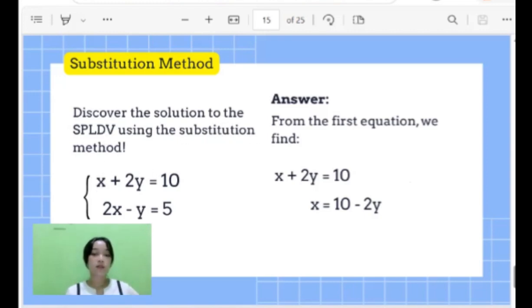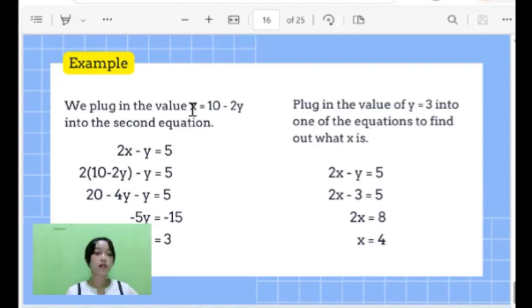For the first equation, x plus 2y equals 10. Now we isolate x, so x equals 10 minus 2y. Now we plug the value x equals 10 minus 2y into the second equation, 2x minus y equals 5. So 2 times (10 minus 2y) minus y equals 5. Now we multiply, so this is 20 minus 5y equals 5. So minus 5y equals minus 15. Now we divide both sides by minus 5, so the solution is y equals 3.